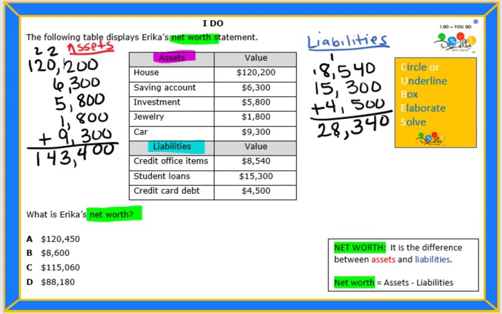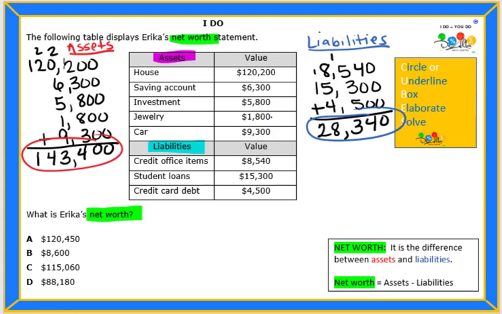As we can see, the assets are way more than the liabilities, so we are going to end up with a positive net worth. It is possible to end up with a negative net worth when the assets are less than the liabilities. When a person owes more debt than they have assets, they have a negative net worth, which is not very good, right? But here we can see that Erica is going to have a positive net worth.